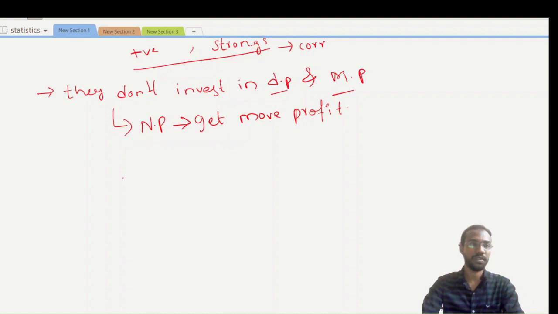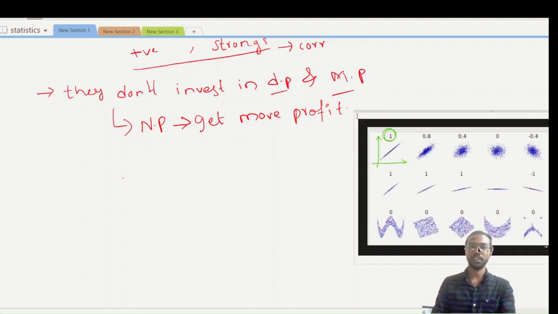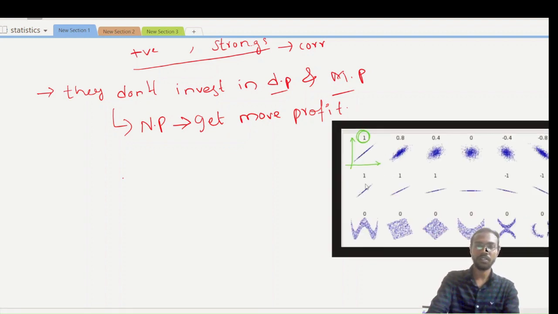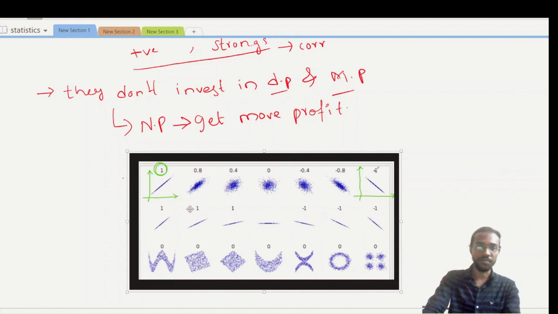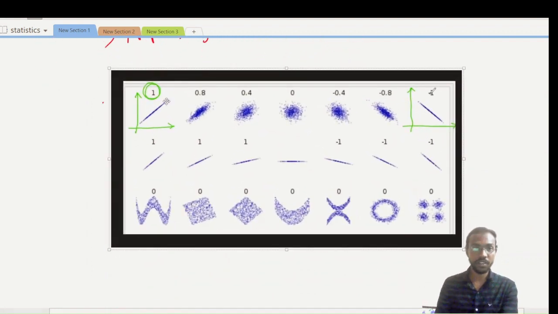So correlation has one more drawback. Seeing this data, we can easily say that it has a drawback. So the diagram looks like this. Now when we observe here, these data points have the same relationship.